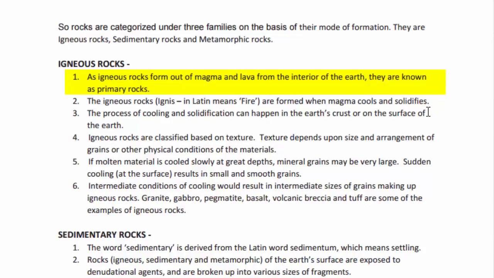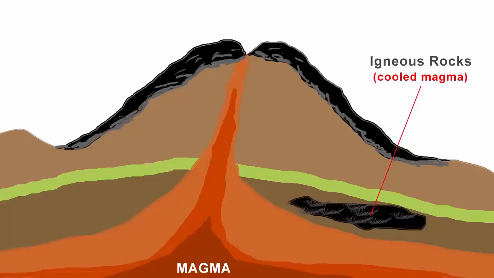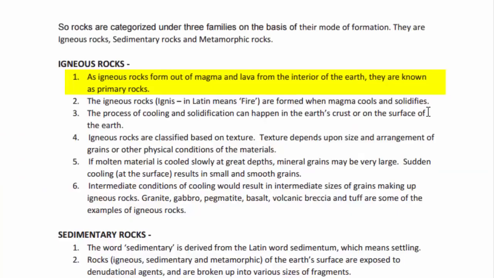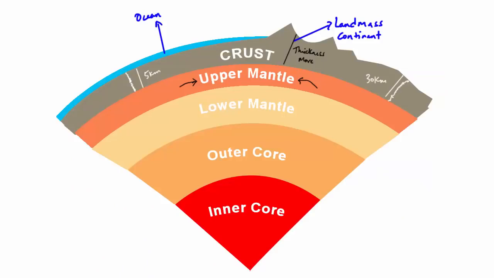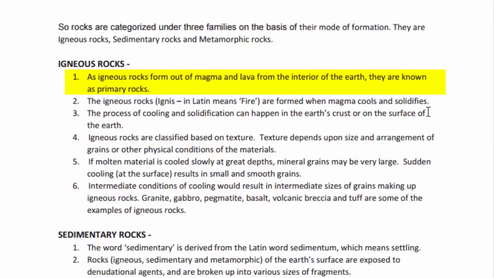Now igneous rocks are formed out of magma and lava from the interior of the Earth. So magma is also called molten rock, and it is found in the mantle of the Earth. If you remember this pic showing the different layers of Earth, mantle is filled with magma, and when magma comes out of the surface, it cools down and becomes solid.